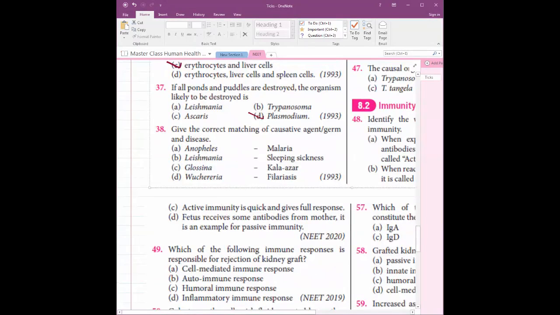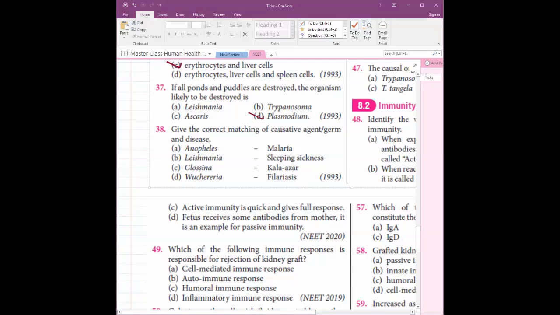Give the correct matching of the causative agent. Okay, so... sorry, sorry, no no no guys, once again, read this question properly.